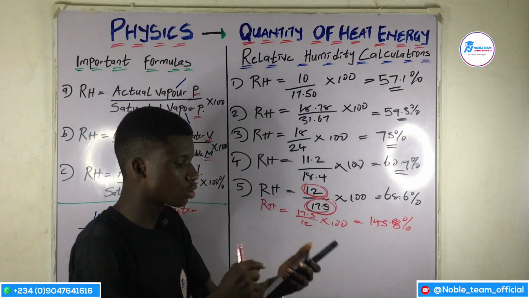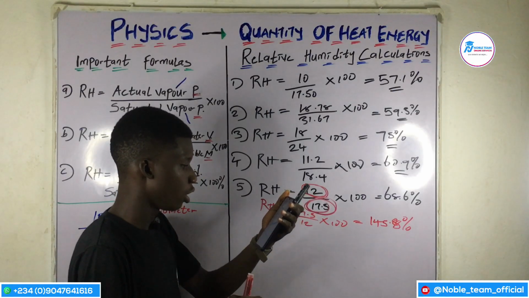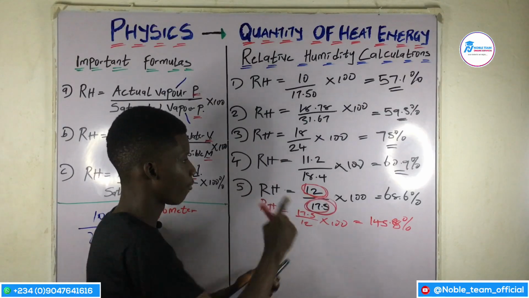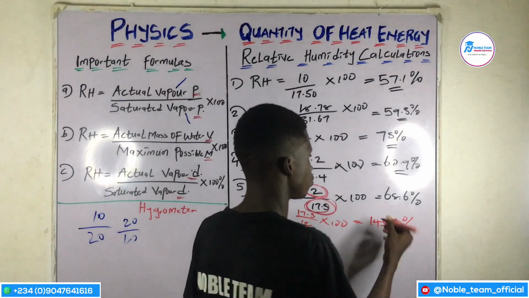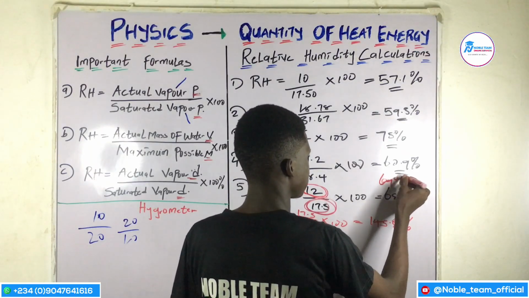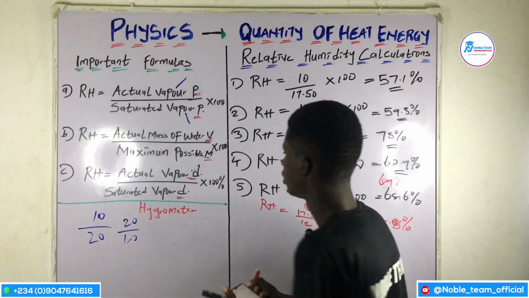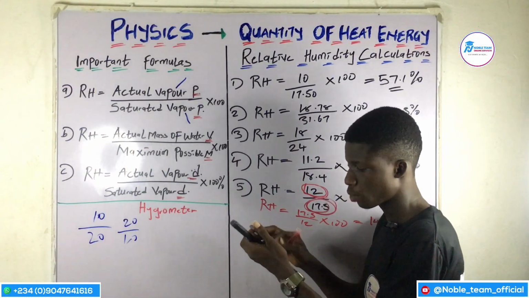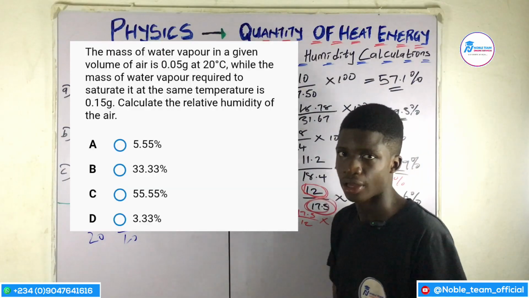So I want you to solve question 5. Which option in number 5 is correct? Option B is correct since they approximated to a whole number. So when they approximated it was 69%. Now I want you to solve question 6 for me. The question will be on your screen, so ensure you solve it for me. I hope you have solved it.